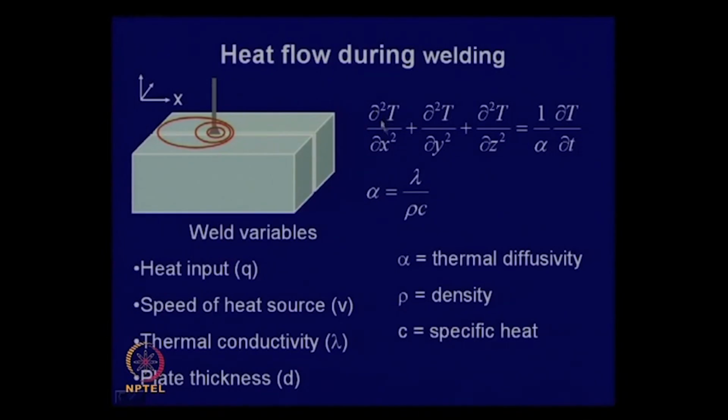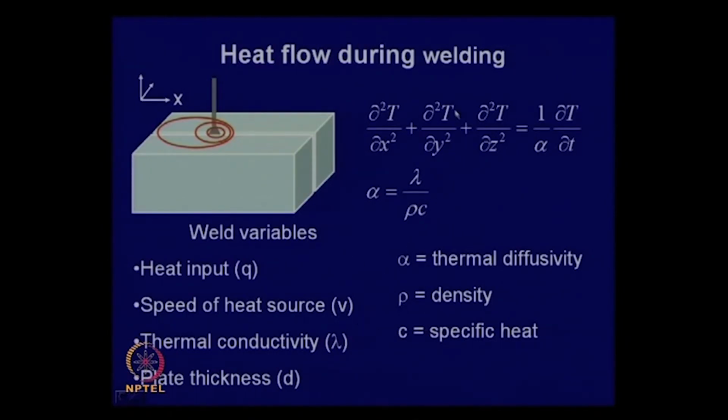Here T is the temperature, x, y, z are the coordinates, and small t represents time, and alpha is thermal diffusivity, which is thermal conductivity over density times specific heat. Now, this is the expression which is valid when the source is stationary. Say suppose we strike an arc and do not move. That will give the temperature distribution, how it will change with time around that heat source.